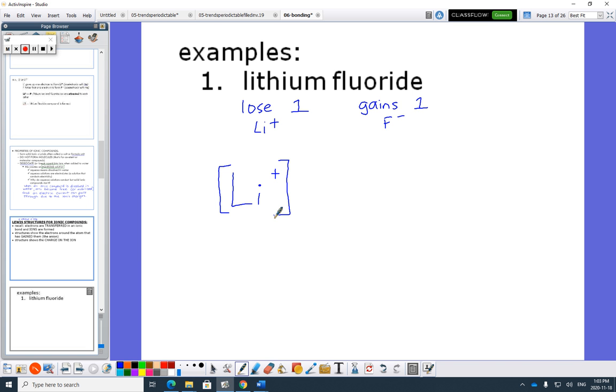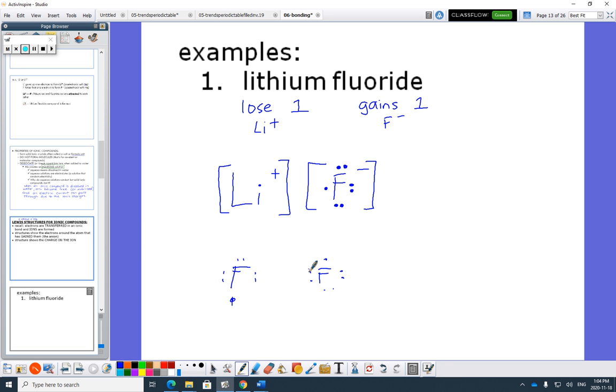And then the fluorine gains 1. It doesn't really matter where you put it. You can put the fluorine here, or down here, or up here. I'm just going to put it here. But you want to show fluorine gaining 1, so it has 7. And it actually doesn't matter. If you draw it like this, or like this, all of these are the same.